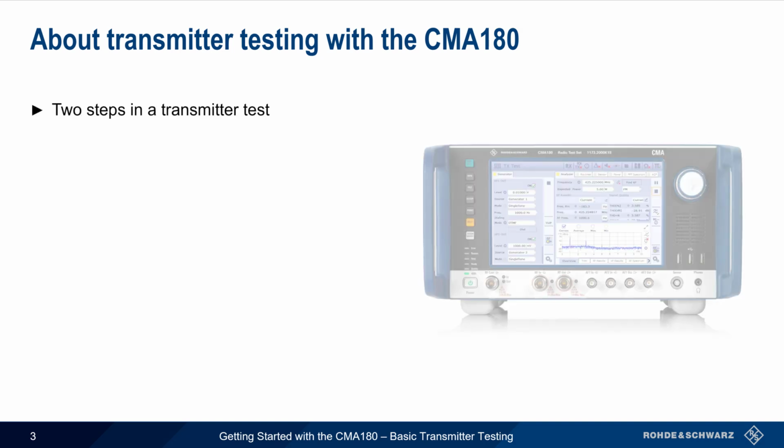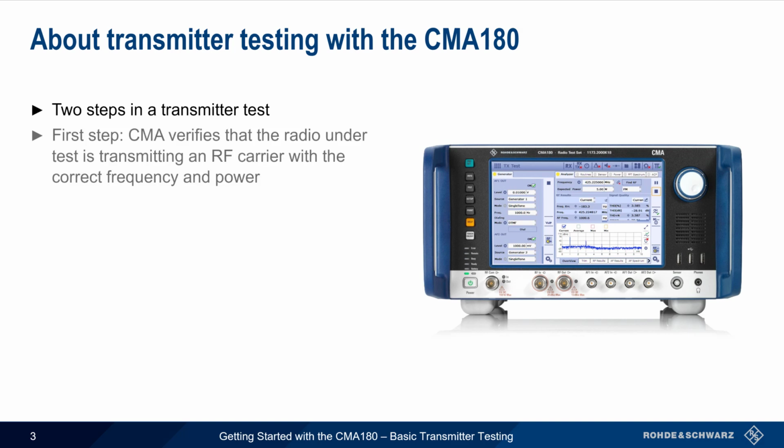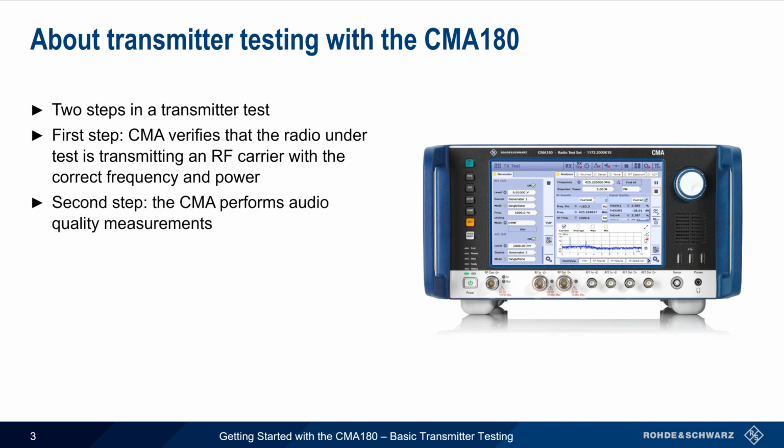There are two steps in testing two-way radio transmitters with the CMA180. Basic functionality is tested by having the radio under test transmit into the CMA, and then measuring the characteristics of the RF signal, such as frequency and power. An additional step involves having the CMA perform audio quality measurements.